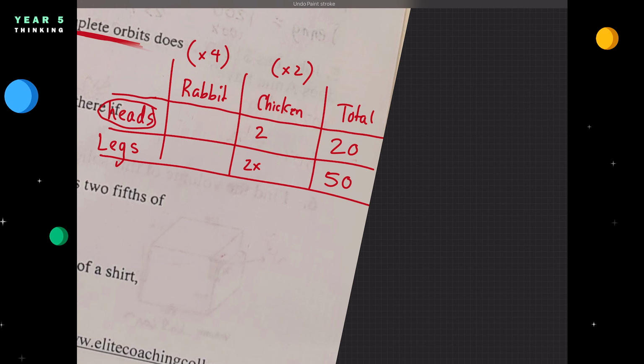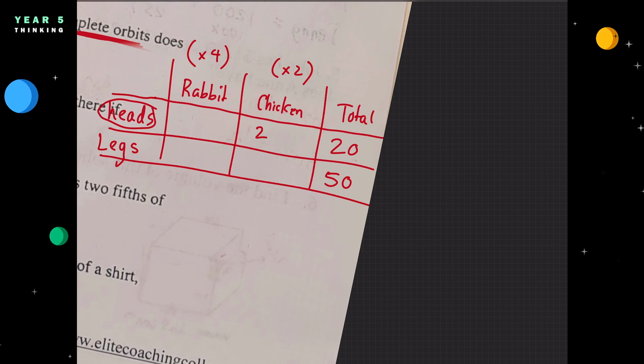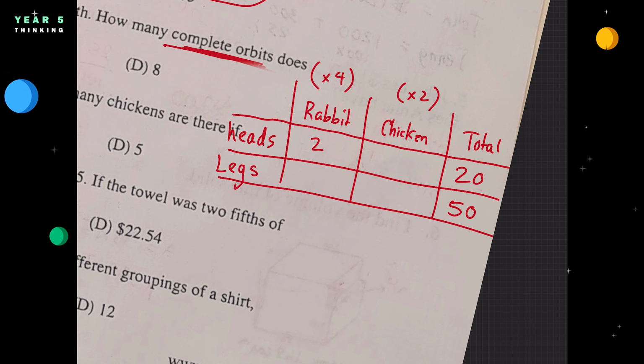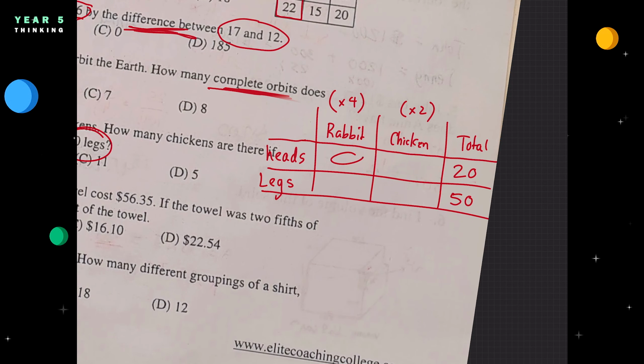So the bottom number is whatever the top number is times 2, and you get the bottom number. And same thing for the other side. If I have 2 rabbits, I've got 2 times 4, I've got 8 legs, because each rabbit has 4 legs, right? So now we know this number plus this number must be 20. So let's just do guess and check.